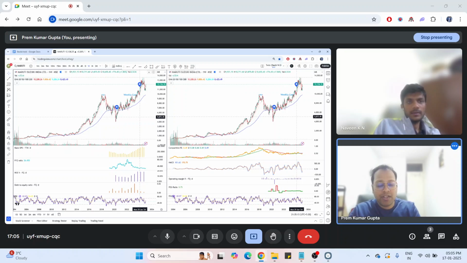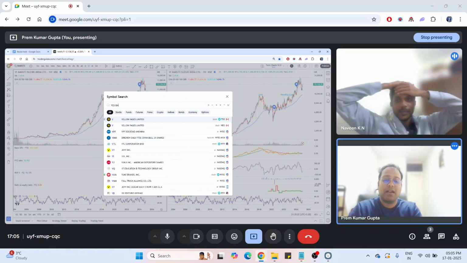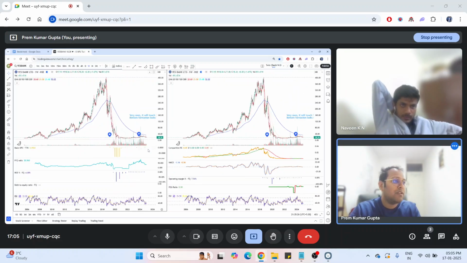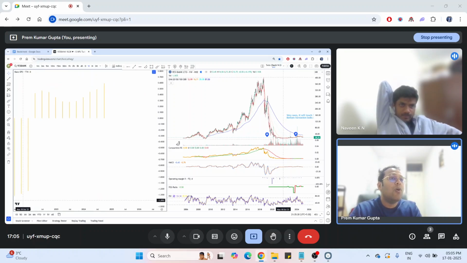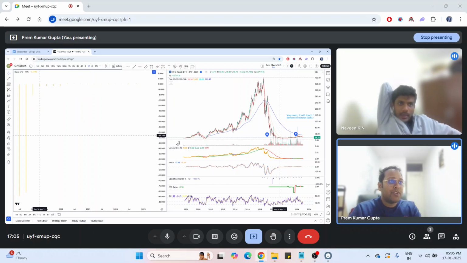Do you have any other name of a company? Yes Bank. I don't think Yes Bank's EPS is positive yet. Yeah, I mean, it is still negative. Okay, it started getting positive from July 2022. If you see here, right? But the losses were so high.